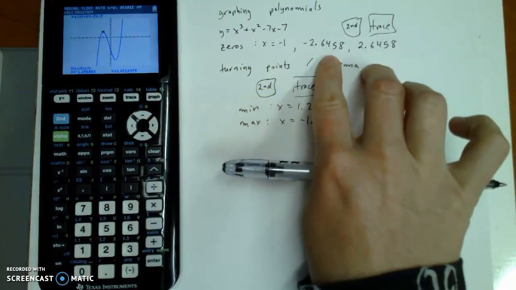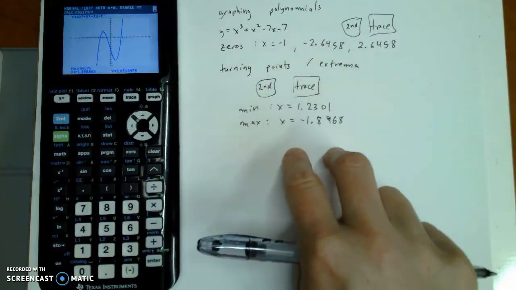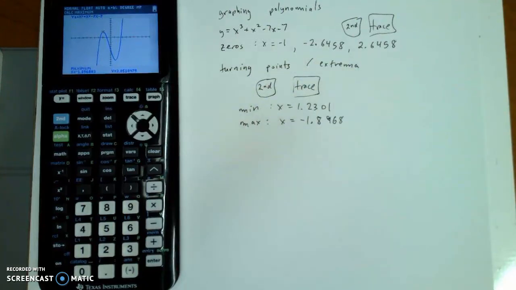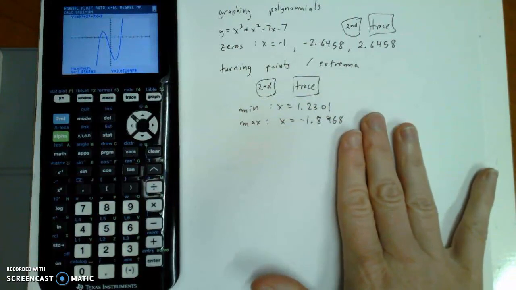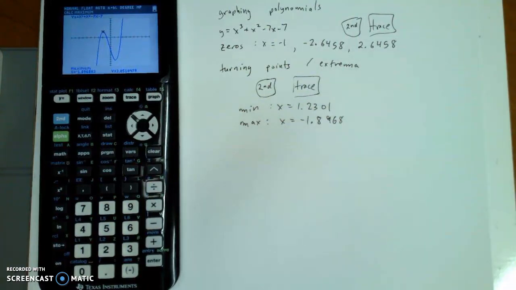Now, for this one, for two of my zeros and both of my min and max, these are not nice values. As a reminder, if these are numbers particularly with radicals, which is the case for all of these, then my calculator will not give me that exact radical answer. I will only be able to get these decimal approximations.